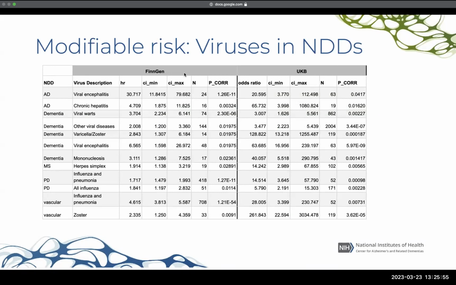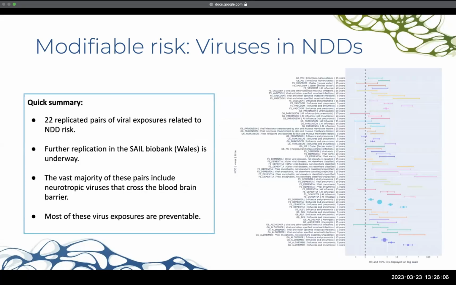So for instance, you have influenza that is associated with vascular dementia. And one of the hard parts about this project, as I mentioned earlier, was the replication. So we had a discovery cohort and then a replication cohort, FinnGen and UK Biobank. A quick summary of that work is that we have 22 replicated pairs of viral exposure related to neurodegenerative disorders. We're working on a further replication of it in SAIL biobank, which is another biobank in Wales. The vast majority of these pairs include neurotropic viruses that cross the blood-brain barrier.